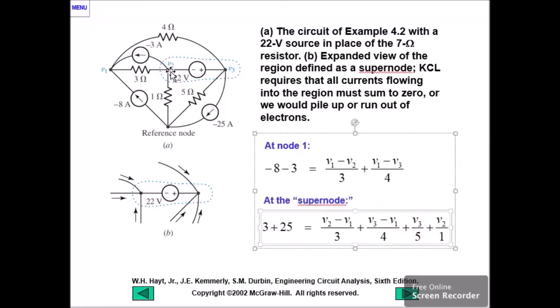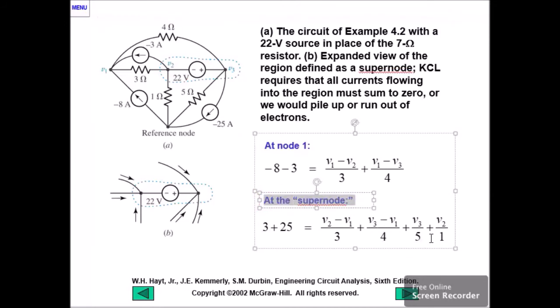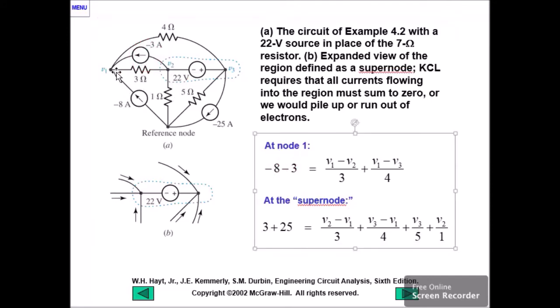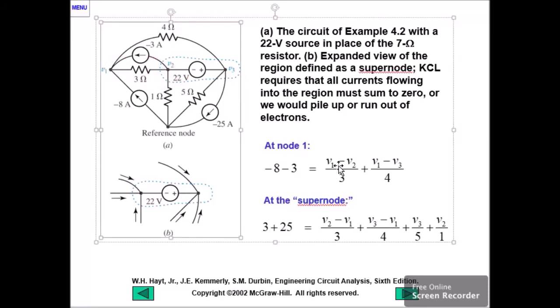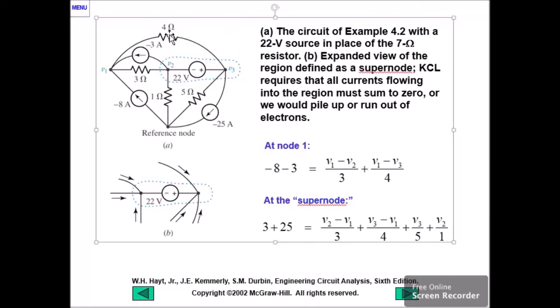So instead of analyzing two nodes or writing two equations, it becomes just one. Much easier. Okay. We still have node 1. For node 1, current entering is equal to current leaving. What are our entering currents here? We have negative 8 and negative 3. Leaving, we have V1 minus V2 over 3, and V1 minus V3 divided by 4.